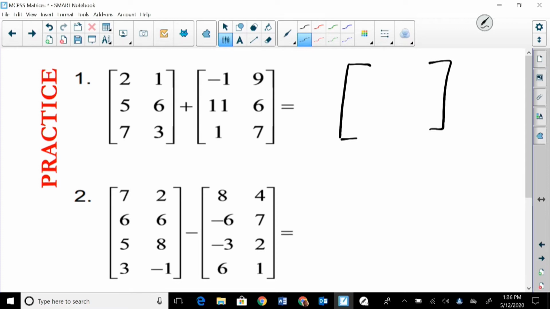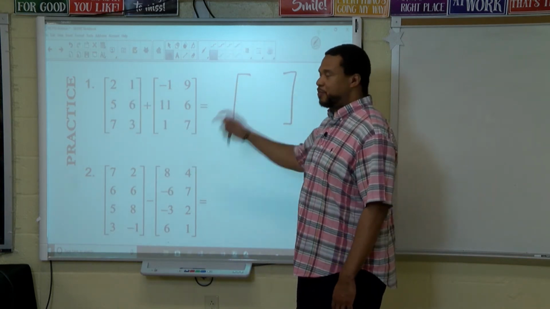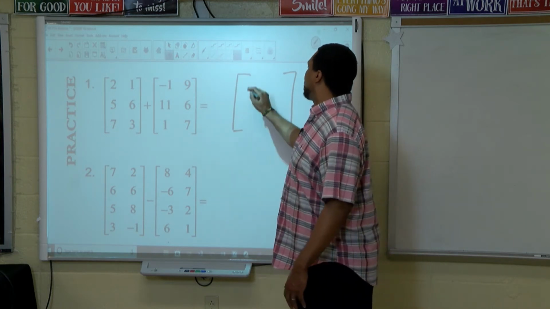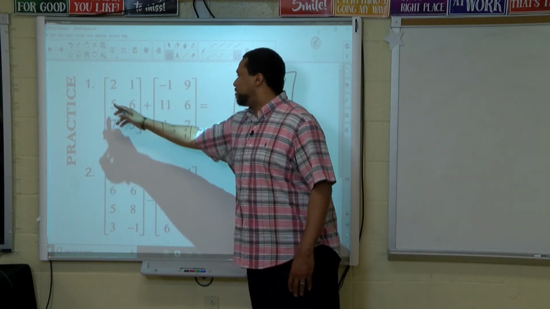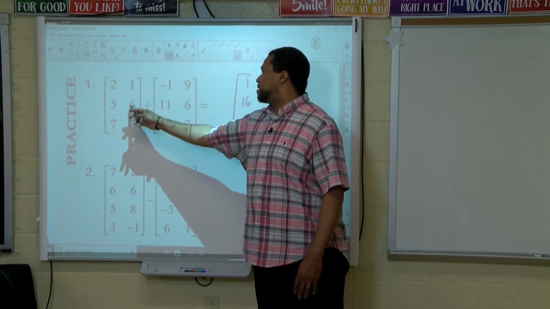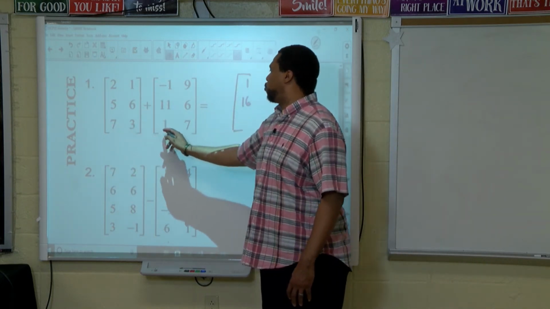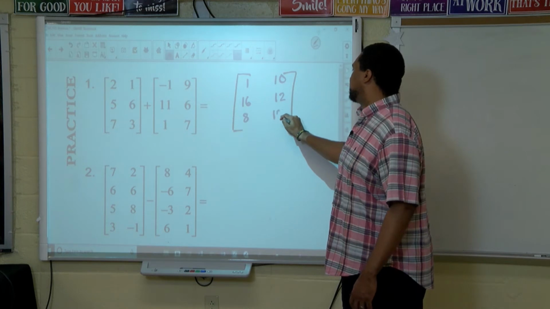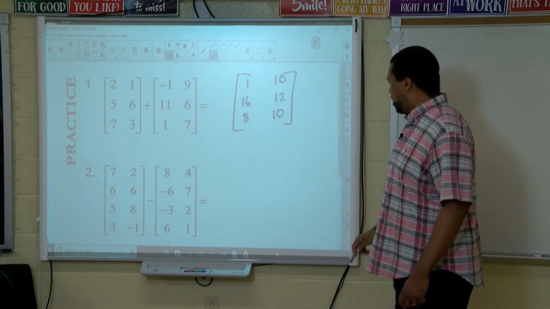So notice that in number 1, we have 3 by 2 matrices. This is a 3 by 2 matrix, 3 rows, 2 columns. 3 by 2 plus a 3 by 2 will result in a 3 by 2. 2 plus negative 1 is 1. 1 plus 9 is 10. 5 plus 11 is 16. 6 plus 6 is 12. 7 plus 1 is 8, and 3 plus 7 is 10. Hopefully you got the same thing at home.